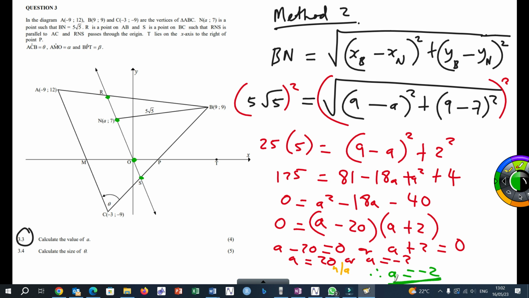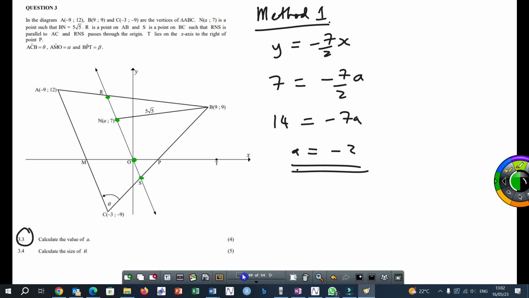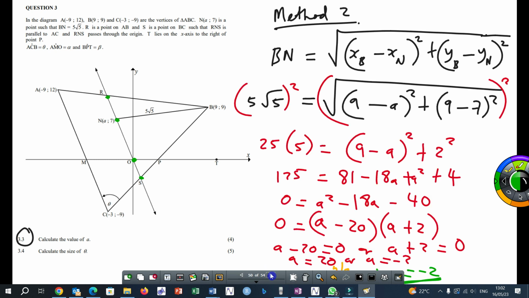Okay, it's a longer method. So I think the question is not fair. Look at it. You could just do it within 3 lines and then you are done, if you use the equation. So this is something that we had a discussion about. So if you use either of the 2 methods, you deserve your full marks. Okay?